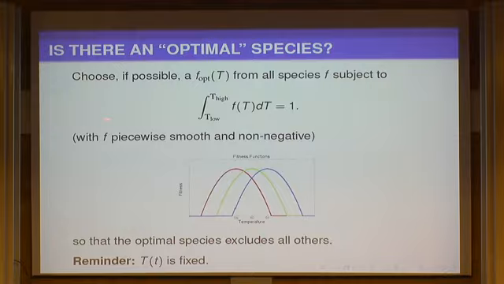So what we did in this model is we said, well, can we find an optimal species somehow? So F represents the species. You have to constrain it somehow, otherwise you just make it as large as you can.